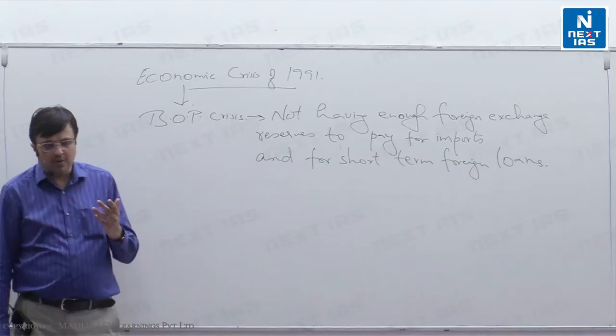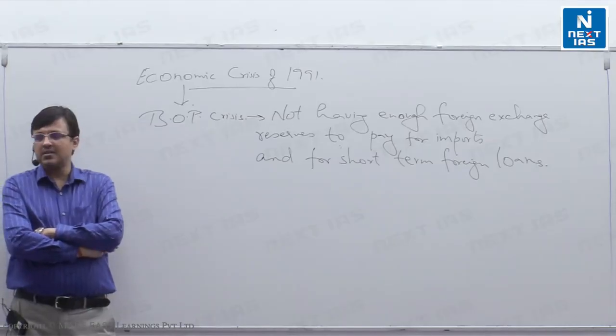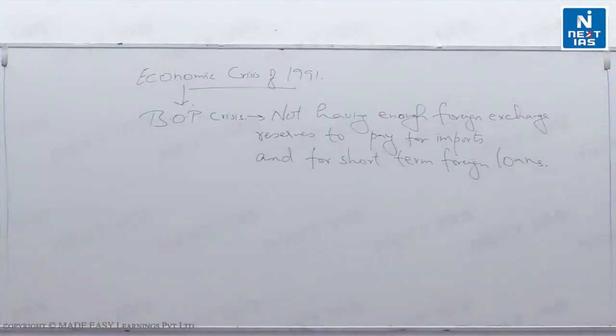Now see, when we talk about the 91 reforms, you write there, reasons for economic crisis. And you write, 1, very high fiscal deficit of both central and state government.